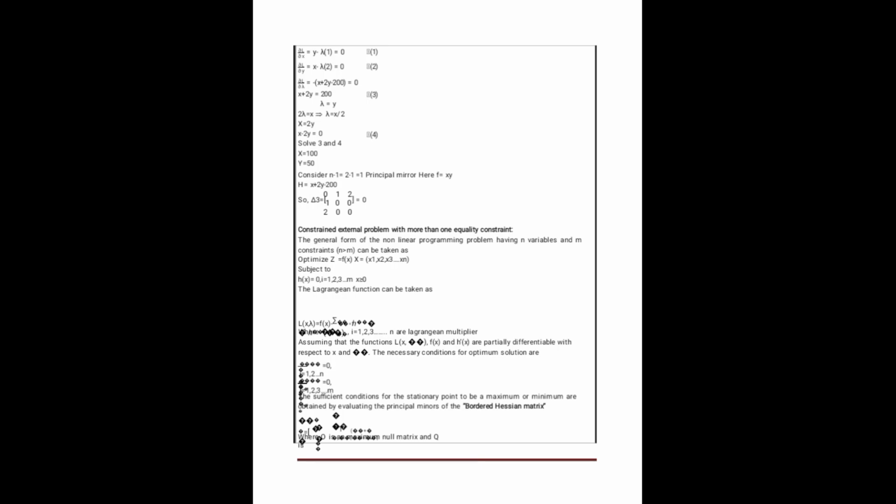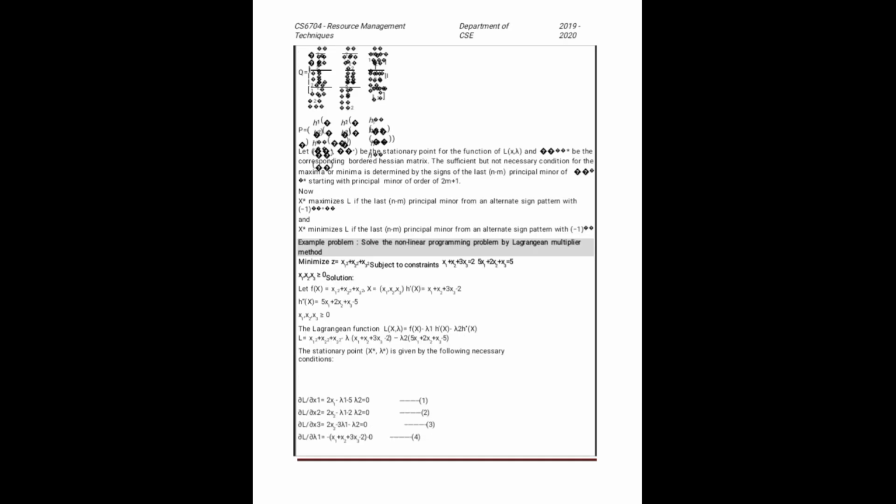Constrained extremal problem with more than one inequality constraint. Therefore, the Lagrangian function can be written as L of x comma lambda is equal to f of x minus the summation, i equal to 1 to 3, assuming the problem. Okay.